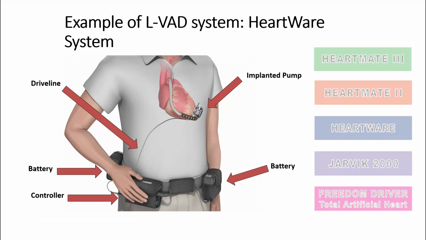So again, here's the HeartWare system. And if you remember, the HeartWare is the blue one, and you would have a blue sticker on it. Here are your twin batteries, almost like John Wick. Here's your controller coming in, and there's the disc of the HeartWare implanted pump and supplementing on into the aorta.